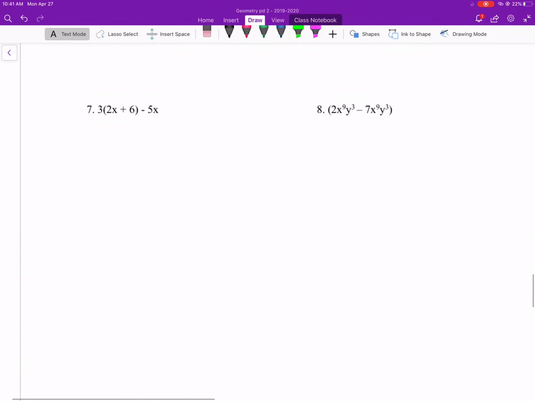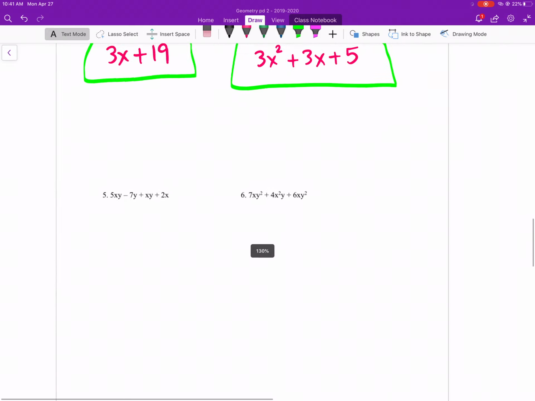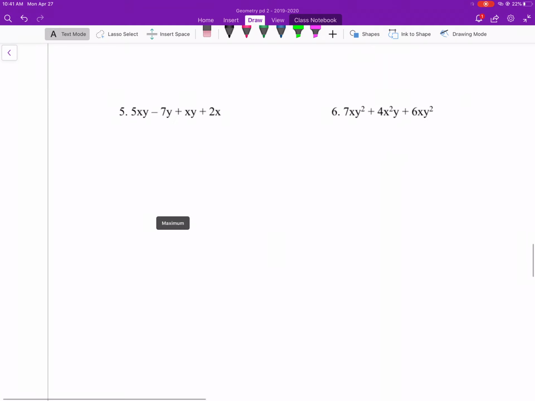Alright, remember at any point you can stop the video. I'm going to go through everything together today because this is our first lesson of Algebra 2. But if you want to pause the video, try it out on your own, absolutely.